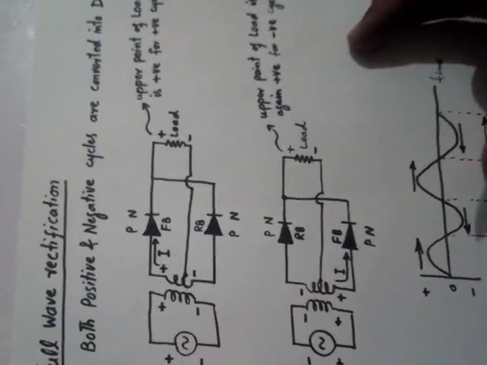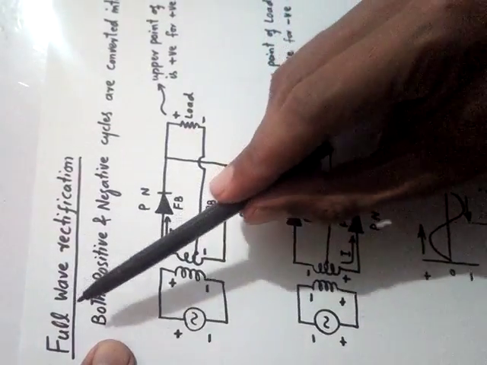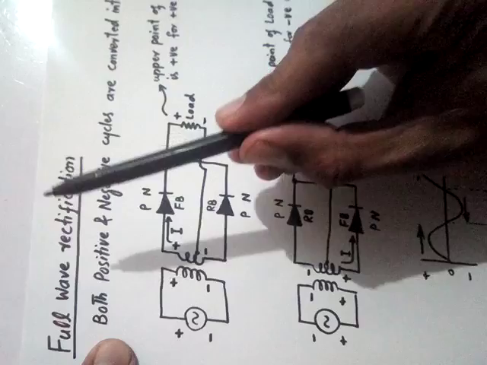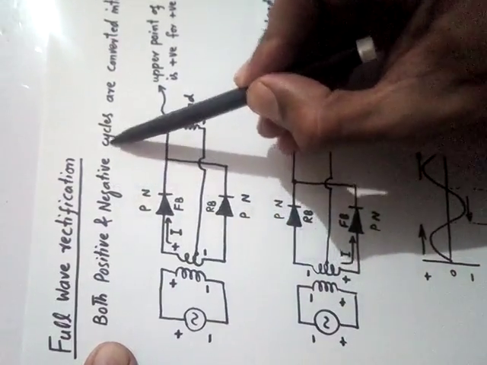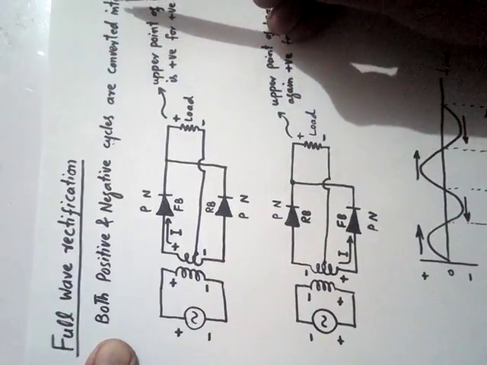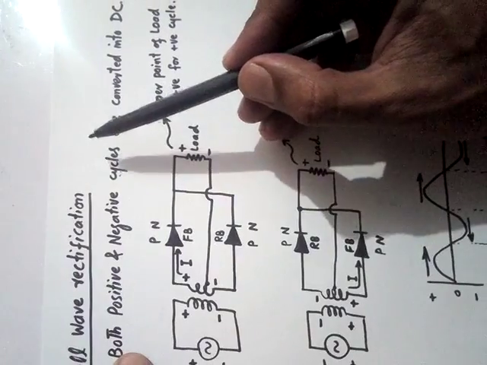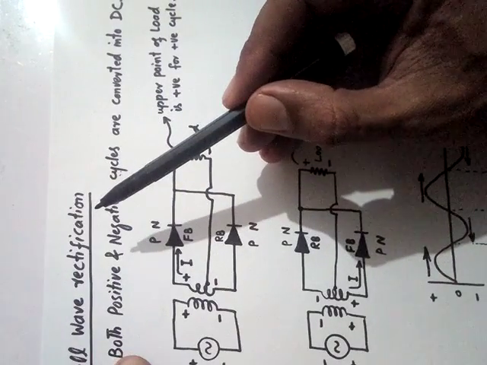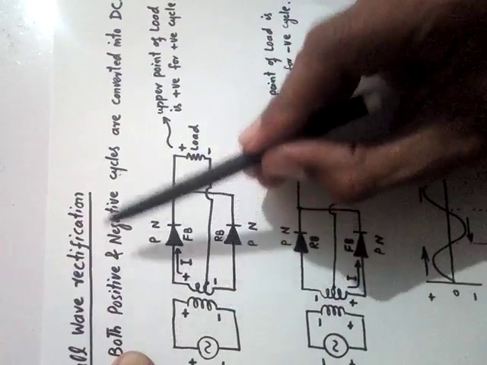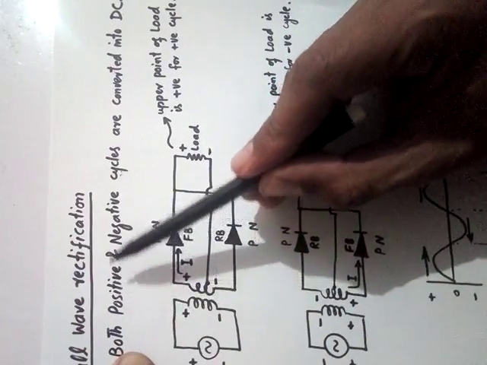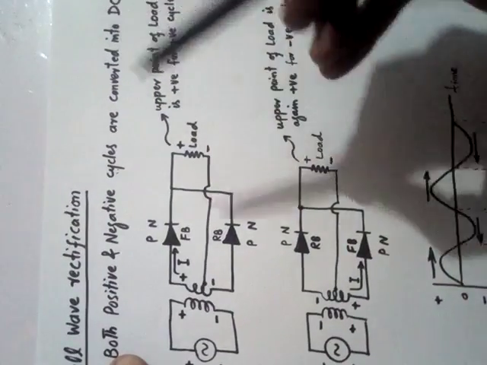The concept is the same. Now look here, dear students. Full wave rectification is the process in which both the positive and negative cycles are converted into DC. In half wave rectification we considered only the positive half cycle of the input AC, but in full wave rectification we convert both positive and negative cycles into DC.